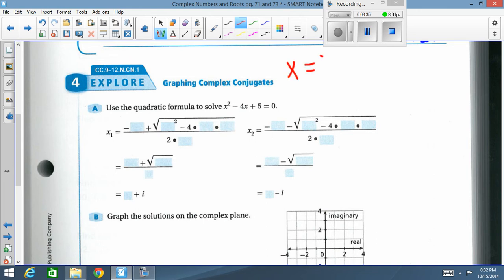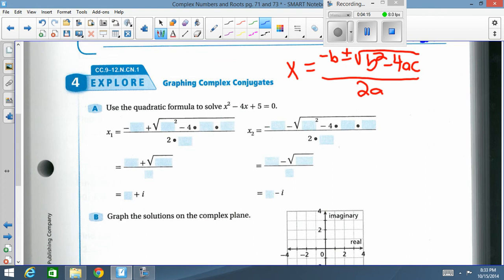X equals opposite b plus or minus the square root b squared minus 4ac all over 2a. Once again, x equals opposite b plus or minus the square root b squared minus 4ac all over 2a. A little faster. X equals opposite b plus or minus the square root b squared minus 4ac all over 2a. Sing it, sing it, sing it. Refresh it. Take care of it.